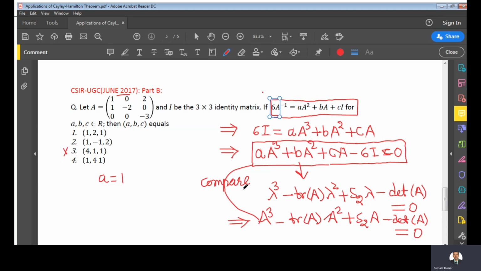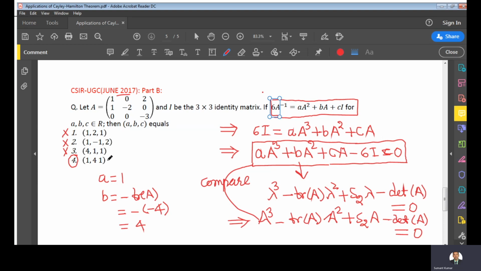Now you will compare the second coefficient, that is b, and b is equal to what? Minus the trace of the matrix A. Now from here you will find the trace of this matrix. So basically the trace of this matrix is minus 4, correct? So b is 4. So from these options, just check in which option b is 4. So in the first option, no, it is incorrect. In this option, no, it is incorrect. And only in option 4 you are getting b equal to 4.